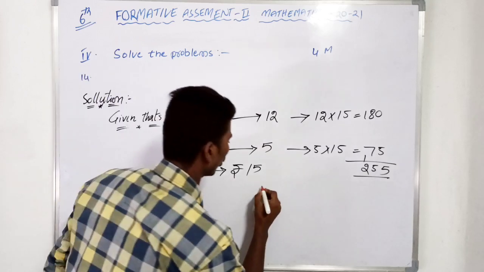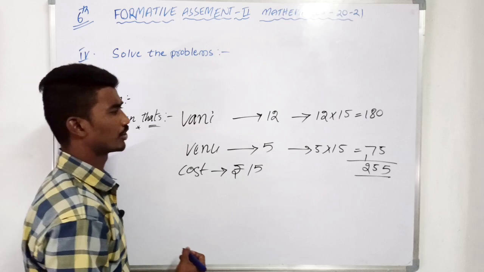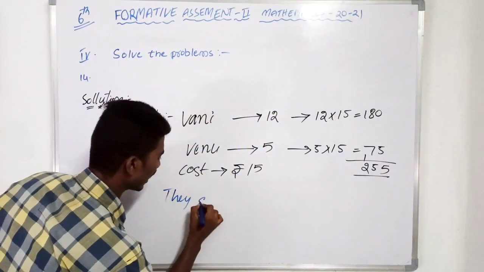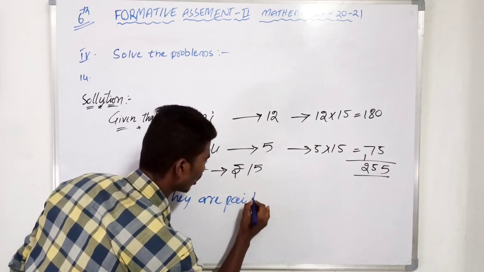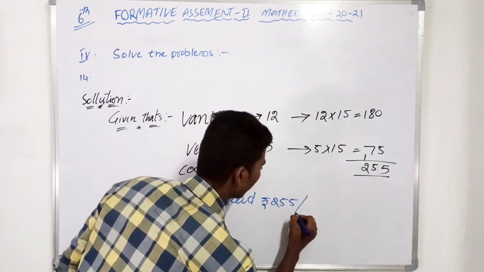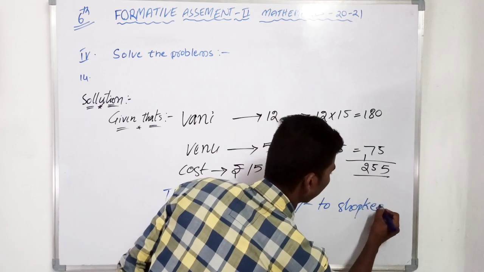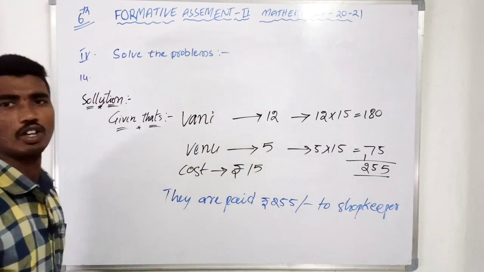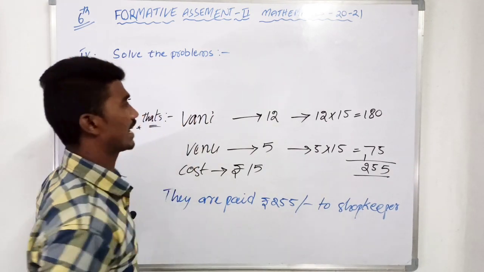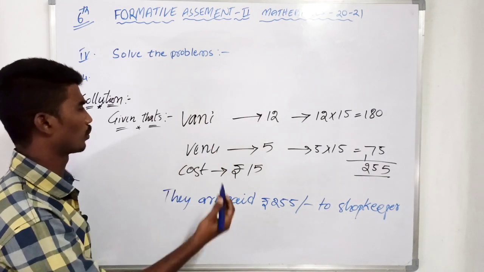The total amount is 255 rupees paid to the shopkeeper. This is the answer. How much money did they pay the shopkeeper? 255 rupees. Next, another method for this question is to first add the total notebooks.